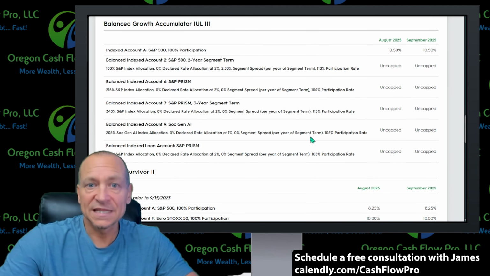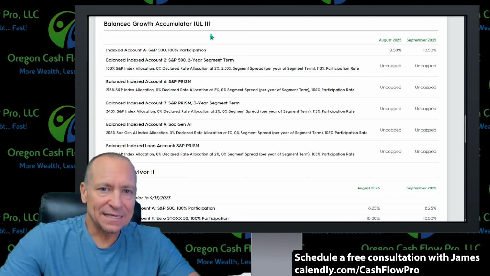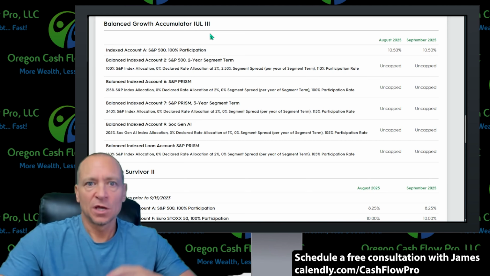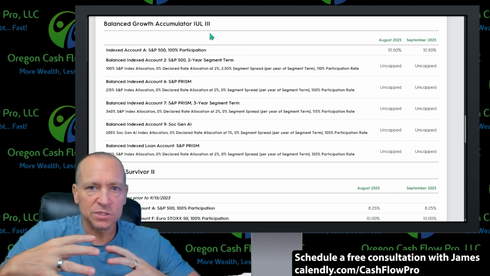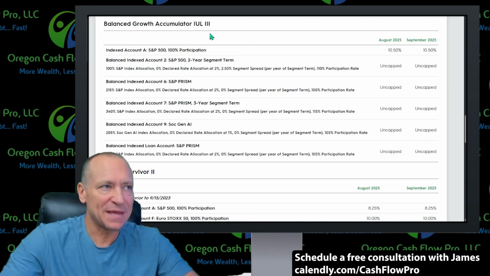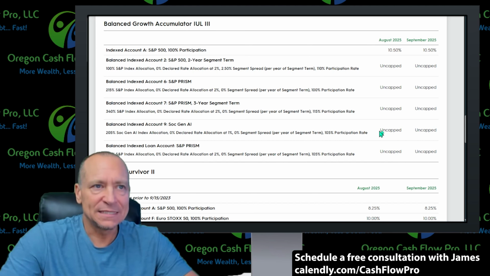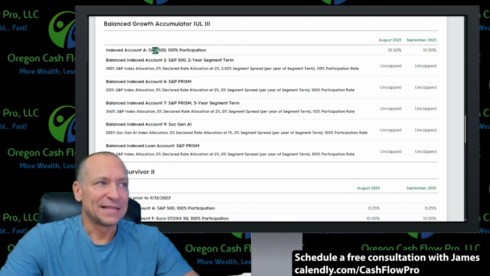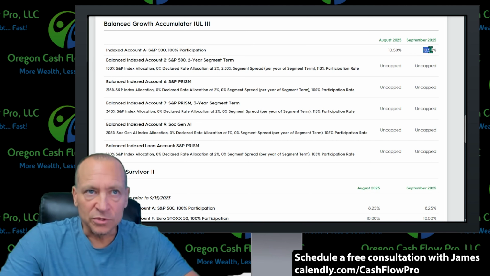Let's move on to the Balanced Growth Accumulator. This is the flagship product here. And really, it's the index options that are available in this. Underlying costs, the way that it works, almost everything is the same as the Eclipse, but we get different index options, a lot more uncapped options, and better participation rates. Now the S&P, it's the same budget going towards it. So we got a 10.5 cap for S&P 500 point to point.